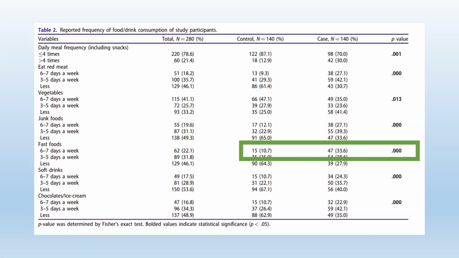We consider fast food as the factor, consumed 6 to 7 days a week. The case percentage is 33.6%: cases use fast food 6 to 7 days a week, and 10.7% of controls use fast food 6 to 7 days a week.